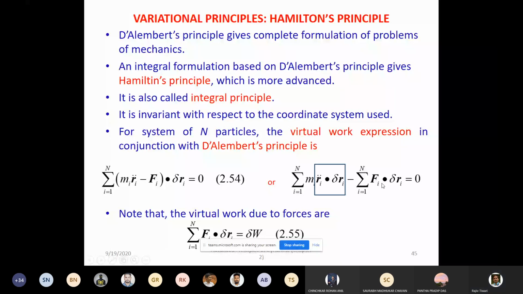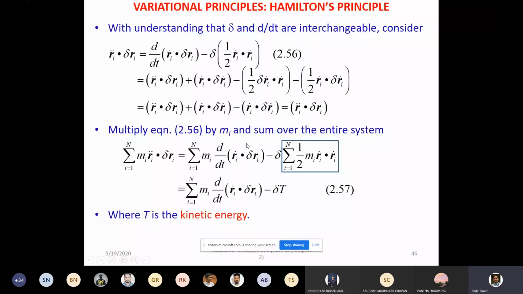Now I'll take up this particular term, Ri double dot, that is acceleration, dot product delta Ri. I want to expand this. So here, Ri double dot product delta Ri, I want to write in this form. It looks complicated, but let us see carefully. So the derivative with respect to time of this term, and then the variation minus variation of this term.